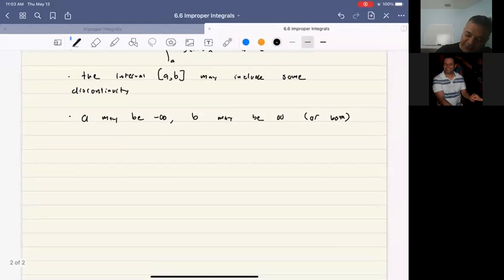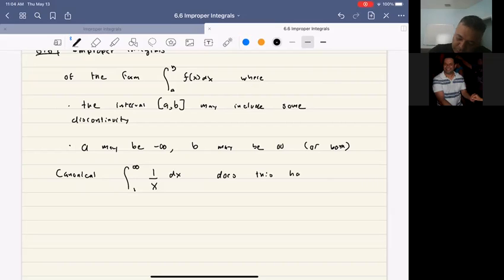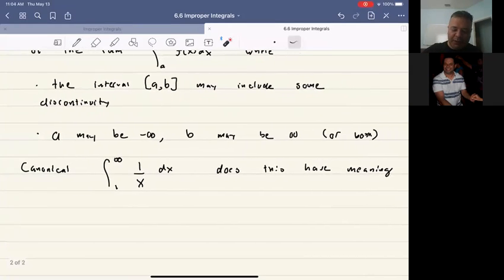Okay, so let's take a look at the integral from 1 to infinity of 1 over x dx. And we're going to ask, does this have any meaning? Now for this one, actually, there is no meaning. So we'll see what happens.